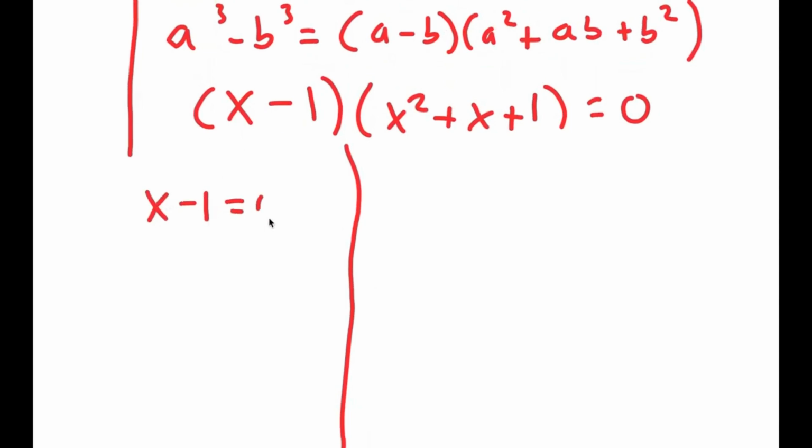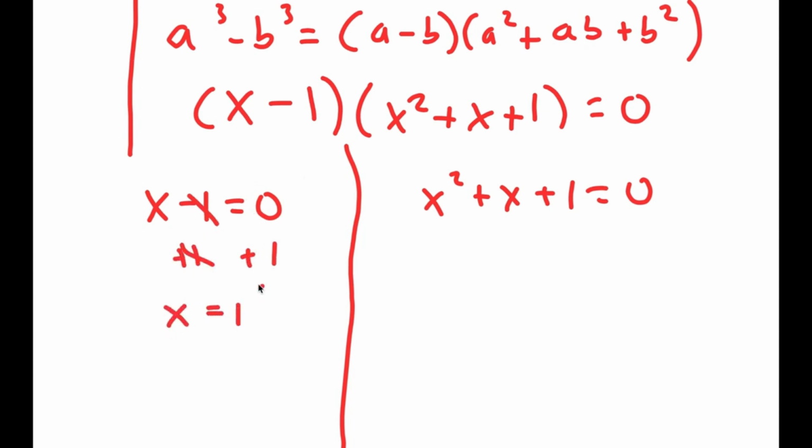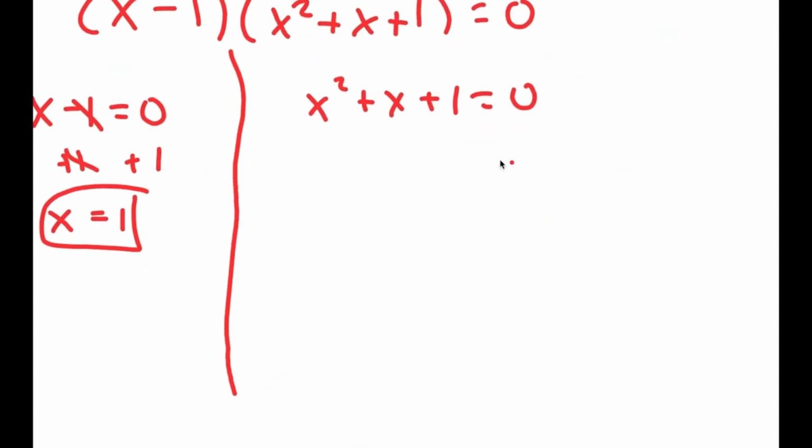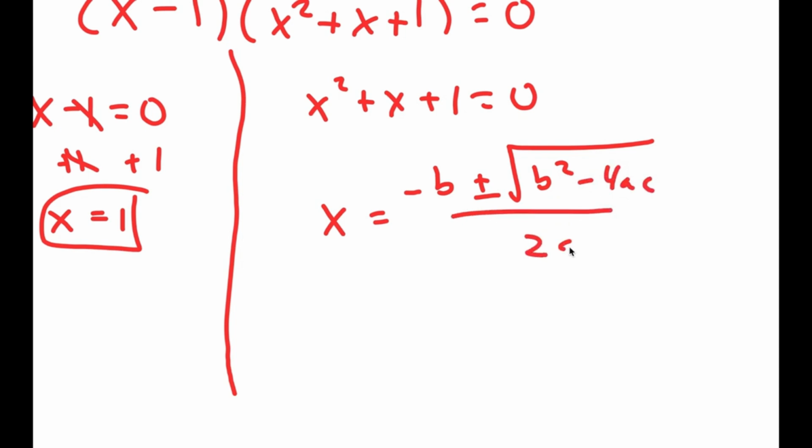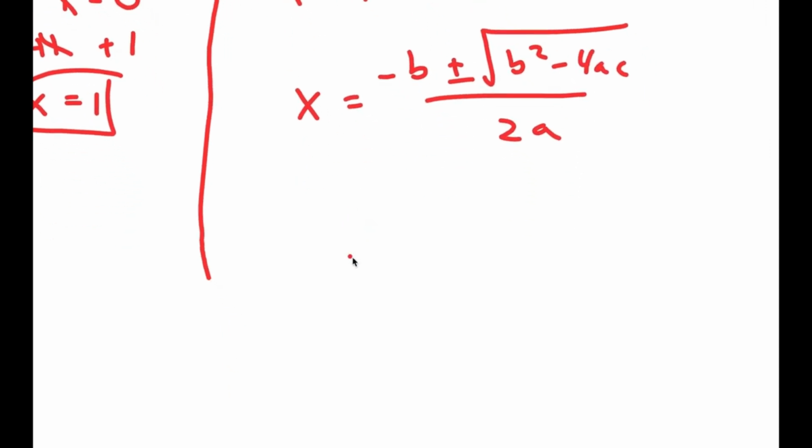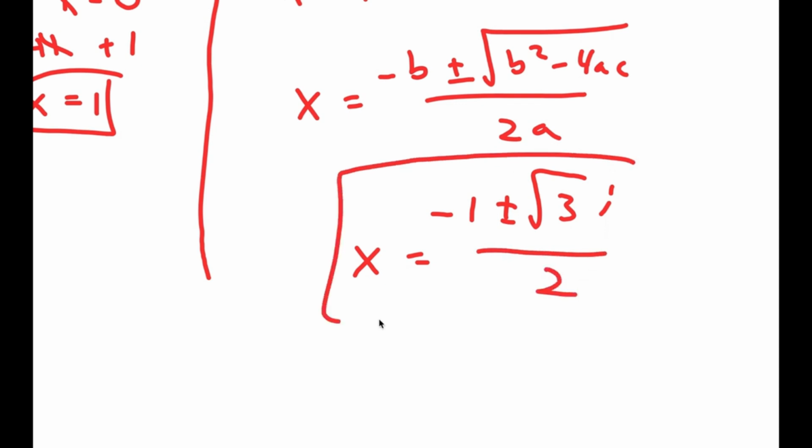So now I have x minus 1 equals 0 and x squared plus x plus 1 equals 0. For x minus 1 equals 0, all I have to do is add 1 on both sides, and I get x is equal to 1. And for x squared plus x plus 1 equals 0, I can use the quadratic formula. By using it, I get x is equal to (-1 plus or minus the square root of 3 i) over 2. So these are two more solutions.